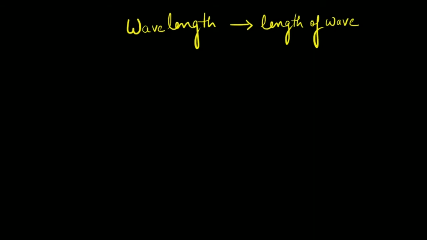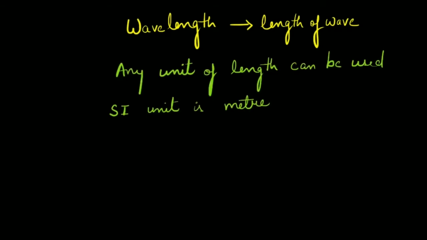So wavelength simply means the length of the wave, and therefore any unit of length can be used to measure wavelength. Since the SI unit of length is meter, the SI unit of wavelength would also be meter. But a lot of electromagnetic waves have very small wavelengths, and therefore other smaller units like angstrom and nanometer are also used. Now let's turn to frequency.